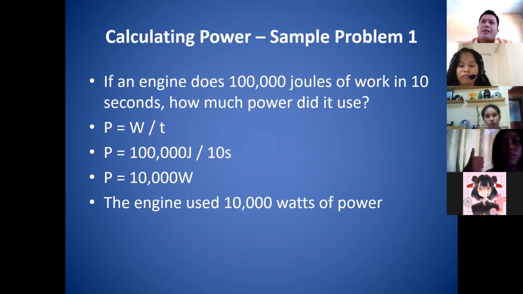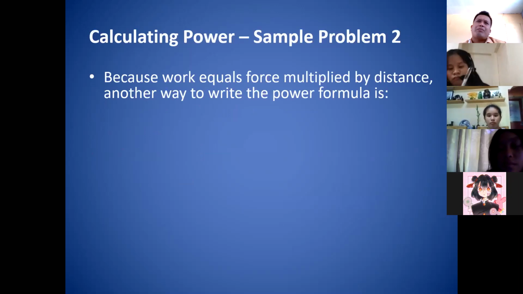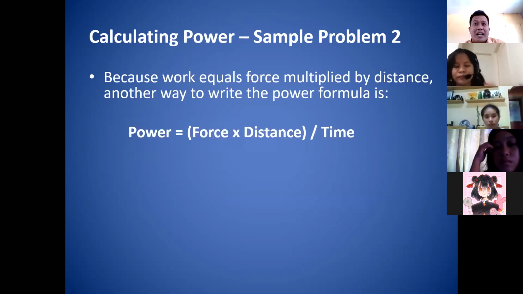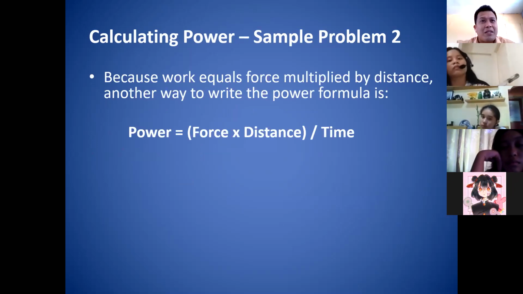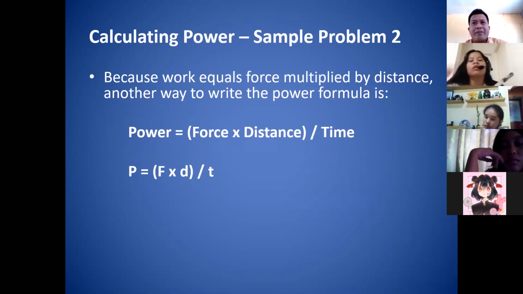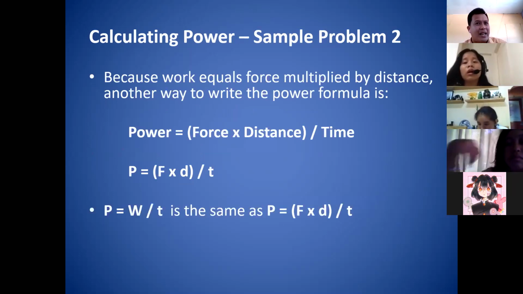Good. Problem number 2. Since power is equal to work divided by time, and work is force times distance, we can also have the formula for power equal to FD over T, or force times distance divided by time, which is the same as the formula we had beforehand, work divided by time.